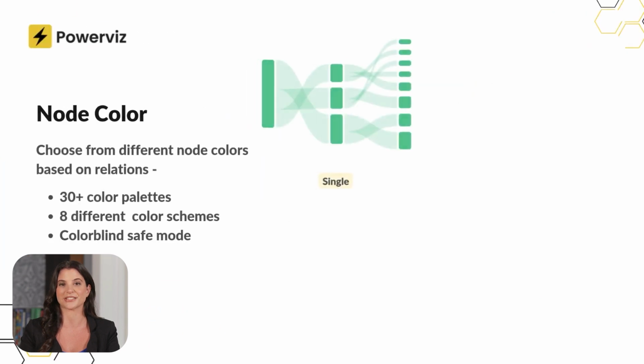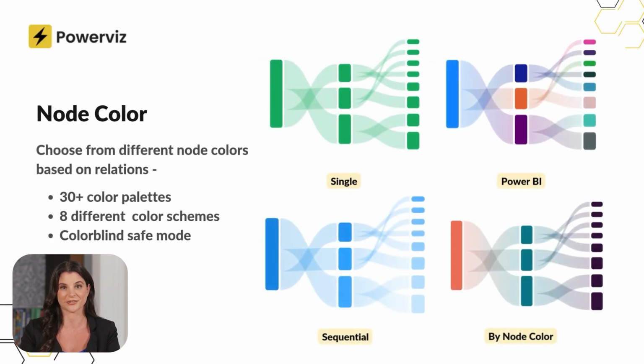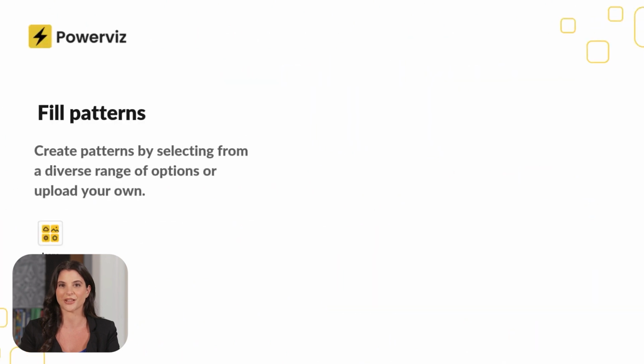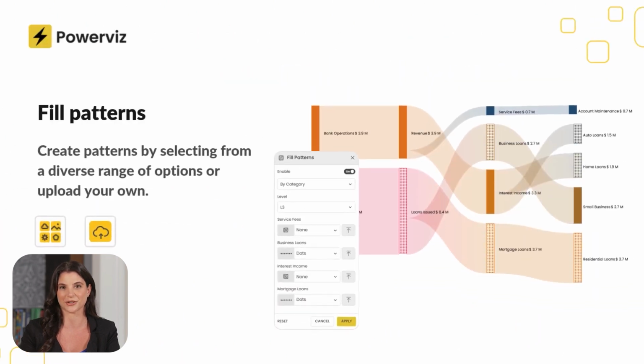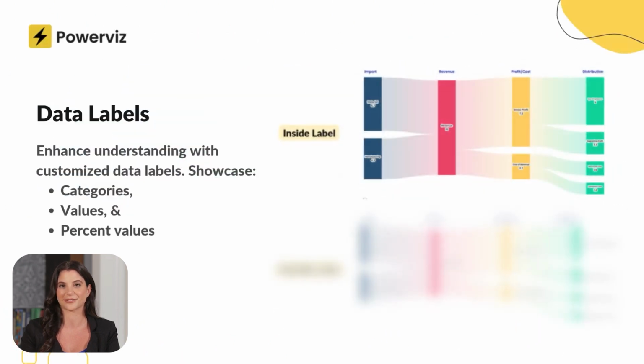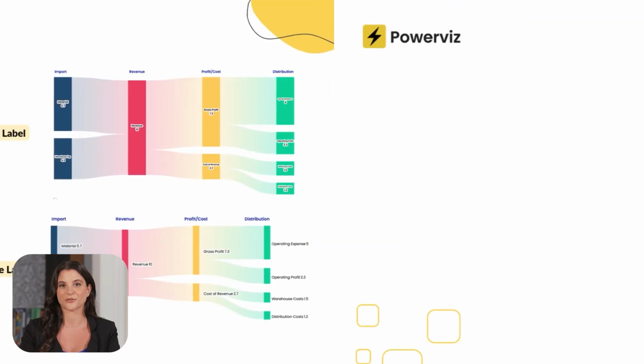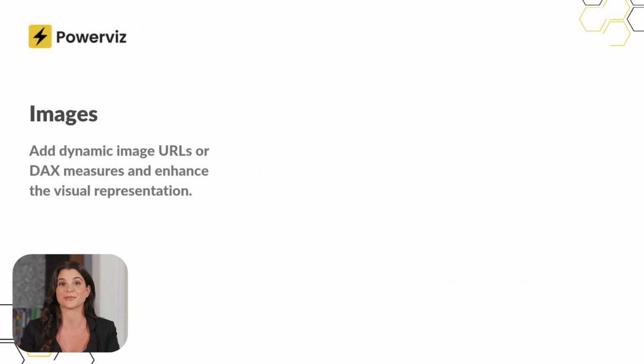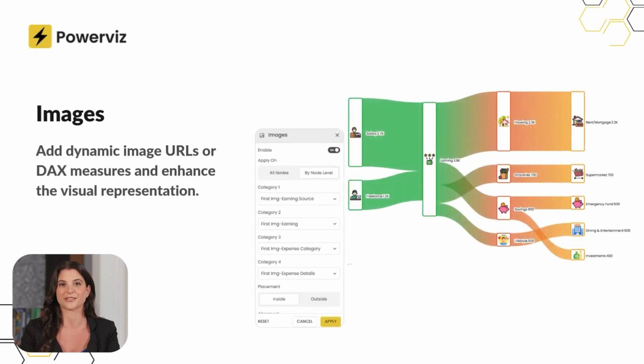Choose from 30+ color palettes or assign custom colors to individual nodes and links. Add pre-designed or custom fill patterns for even more distinction and clarity. Customize header and data labels for improved readability. Go a step further by adding images inside or outside the chart, making it more engaging and intuitive.